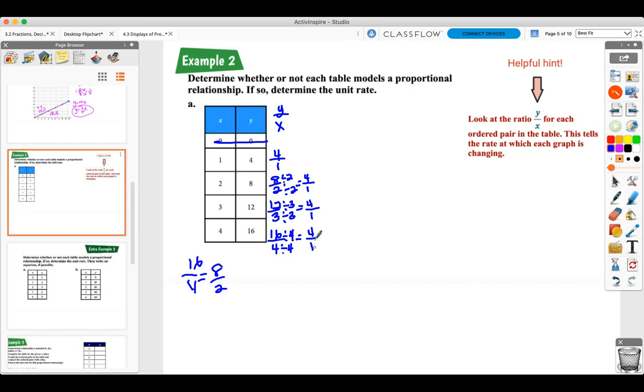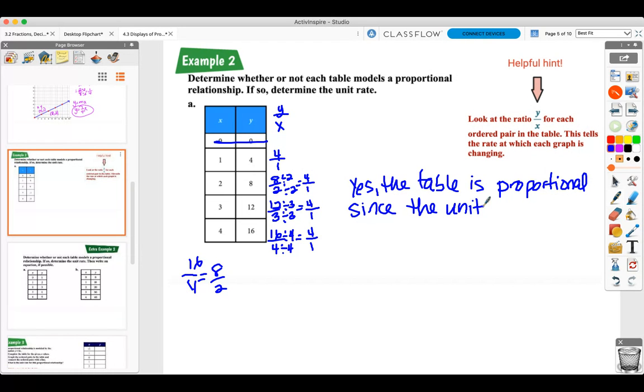And now because the unit rates are all the same, it is proportional. Yes, the table is proportional since the unit rate for each ratio is 4 over 1.